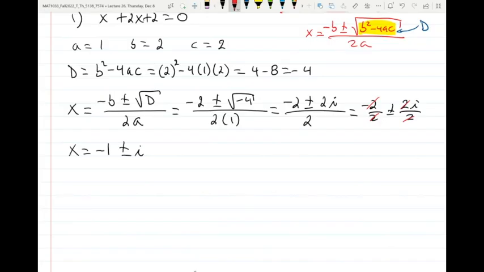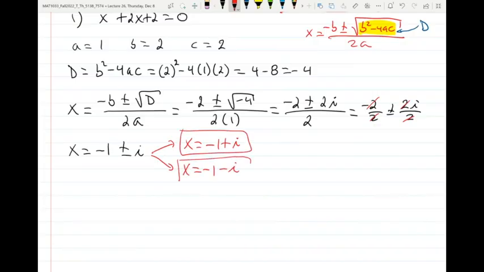Now understand that there are 2 solutions here. One with the positive, so the solutions are negative 1 plus i, and then one with the negative, negative 1 minus i. Those are the 2 solutions. They are complex numbers. Remember a plus bi: this is the real part, and the imaginary part is the coefficient of i.